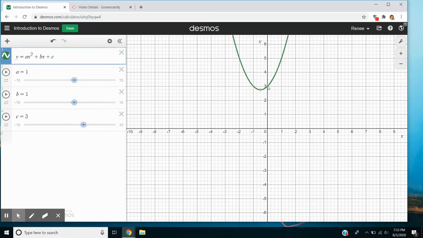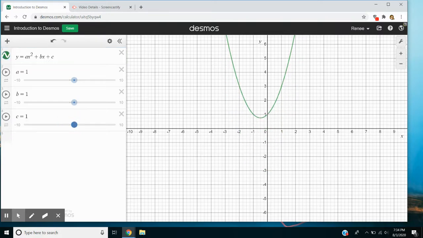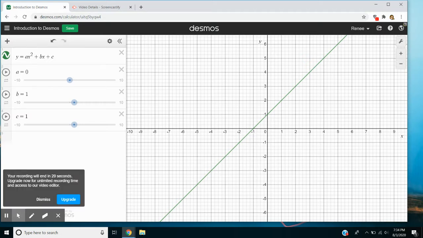So by having sliders, you're going to be able to figure out how different parts of your equation affect your equation. Okay, let's leave c as 1. And now let's change the a value. Okay, what if the a value gets bigger? Well, it gets narrower. We can talk more about this in class. This is a very fast way to explore. What if a is 0? Well, if a is 0, this squared x term disappears and it becomes a line.